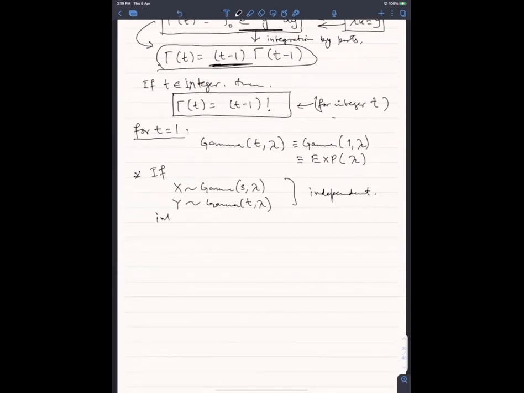So we are interested in x plus y. x plus y की डिस्ट्रीब्यूशन में हम इंटरेस्टेड हैं. ठीक है. It turns out we can find the PDF of x plus y using convolution.